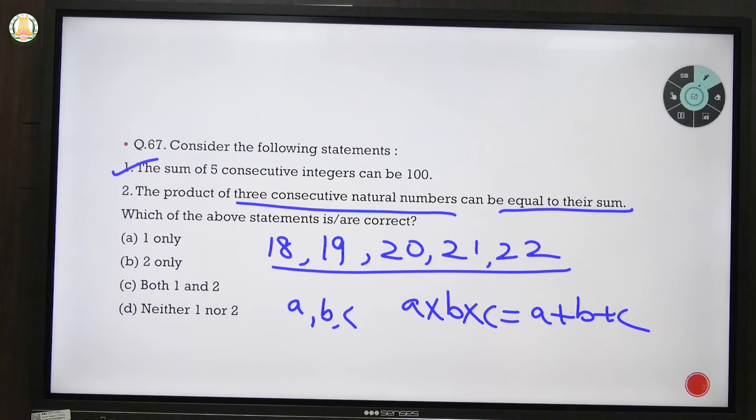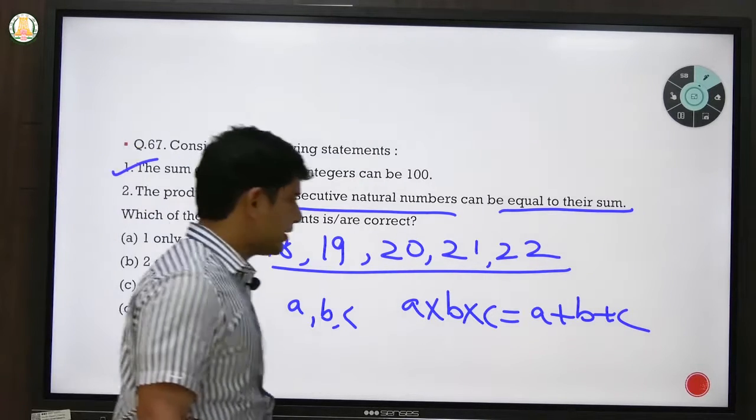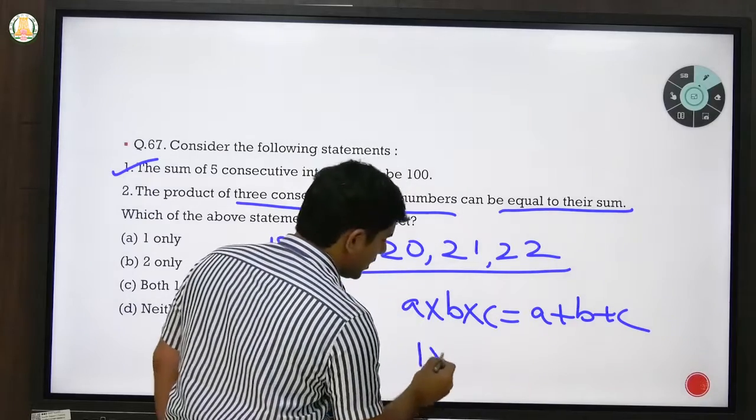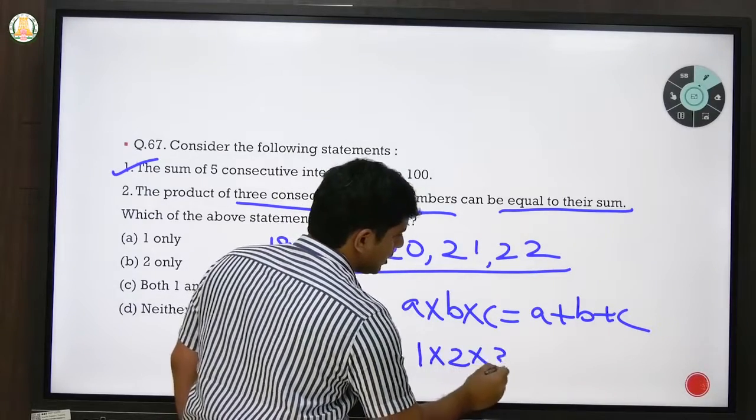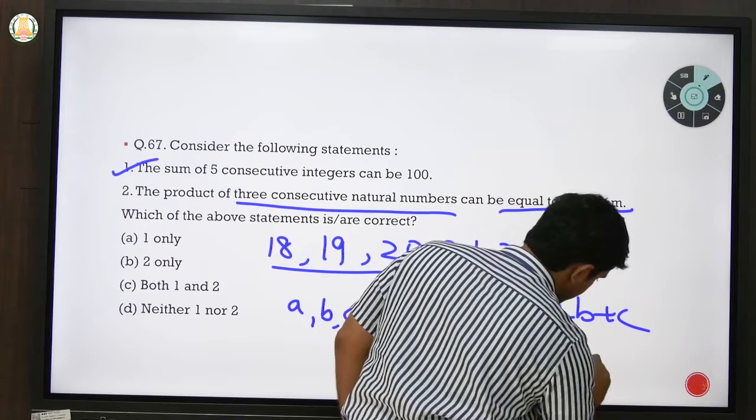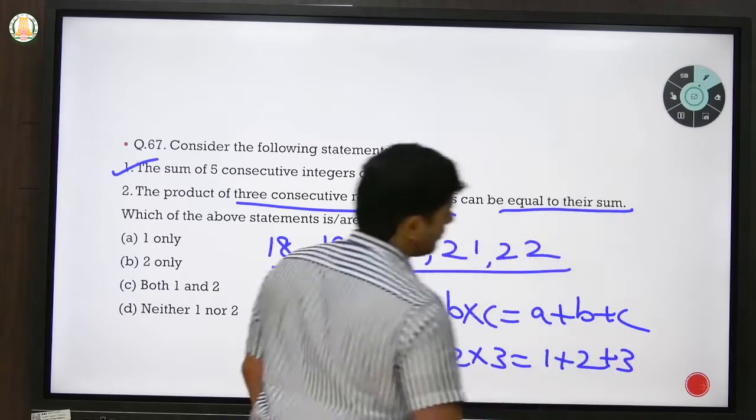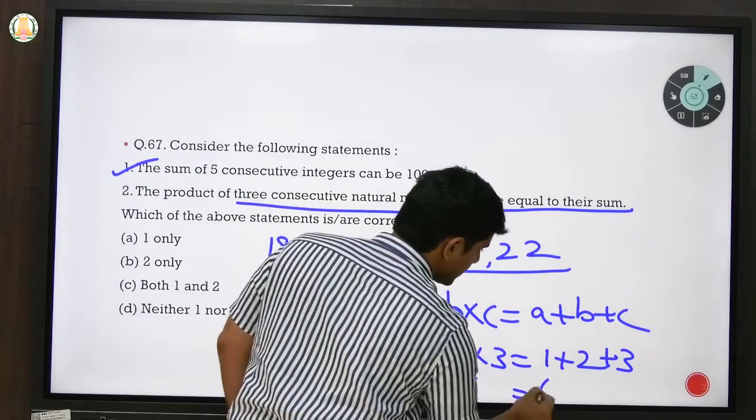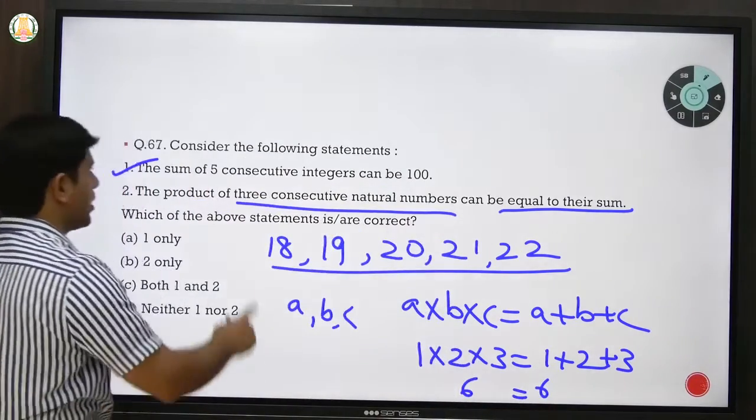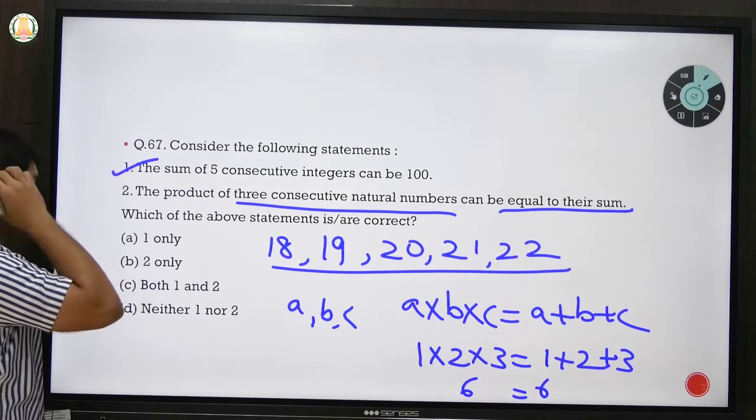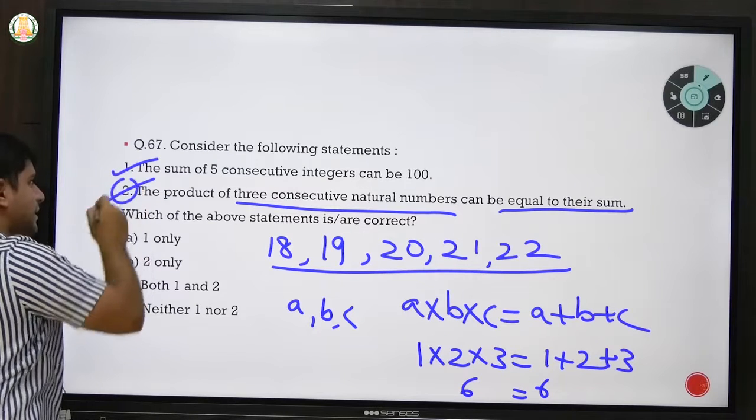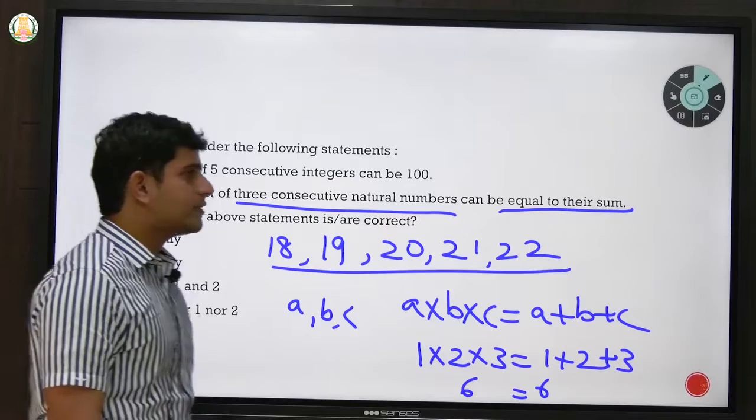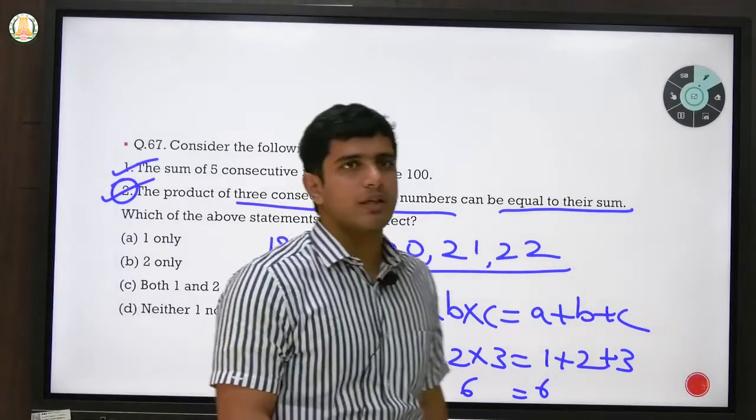So can you think of any integers which satisfy this condition? 1, 2, 3. That means 1 into 2 into 3 is equal to 1 plus 2 plus 3. 1 into 2 into 3 is 6. 1 plus 2 plus 3 is 6. So the product of 3 consecutive natural numbers can be equal to their sum. Now for the second statement, there is no particular method of doing it.